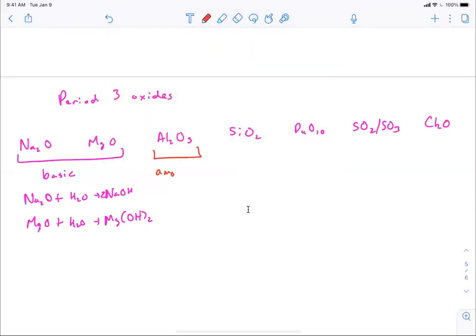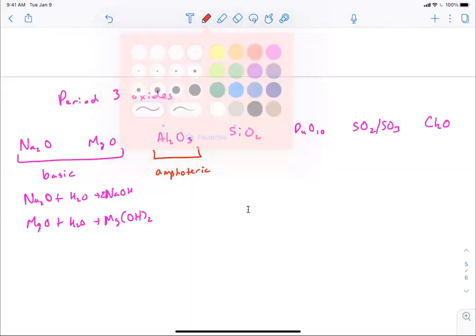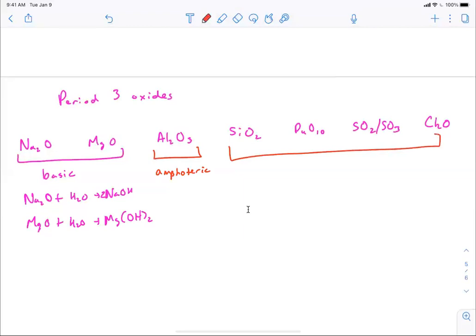Al2O3 is amphoteric, meaning it can act as a Lewis acid or Lewis base by gaining or losing electrons. And then the rest of these are acidic oxides, meaning that when they dissolve in water, they form acids.